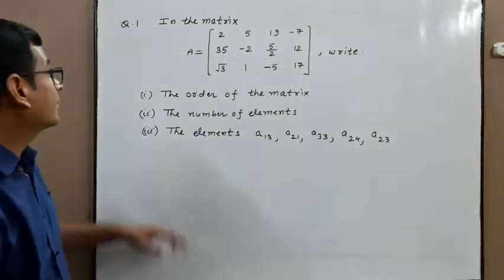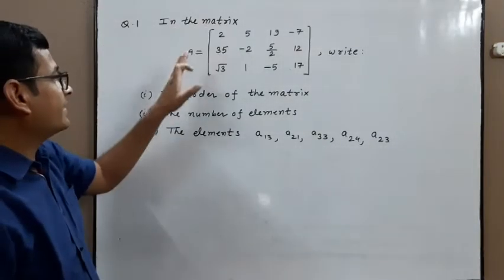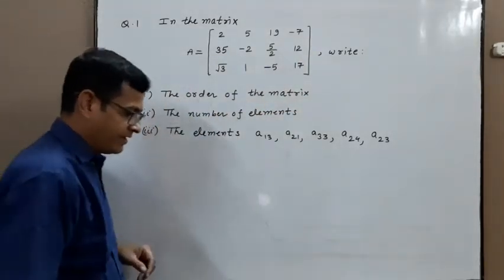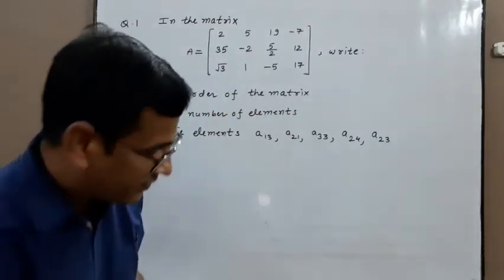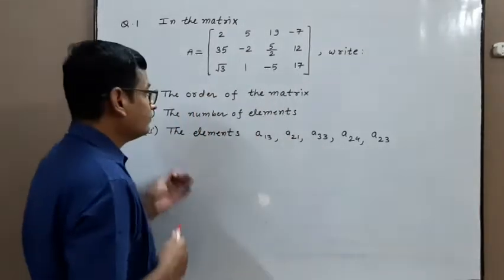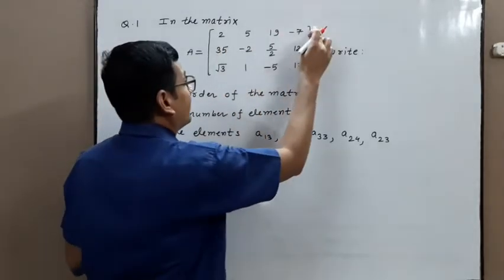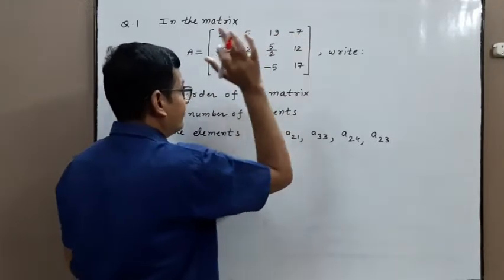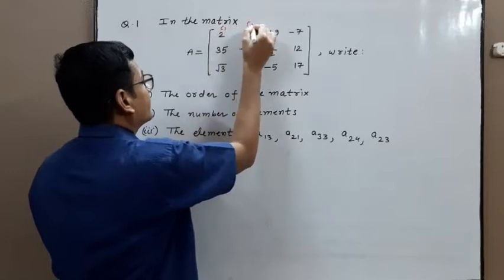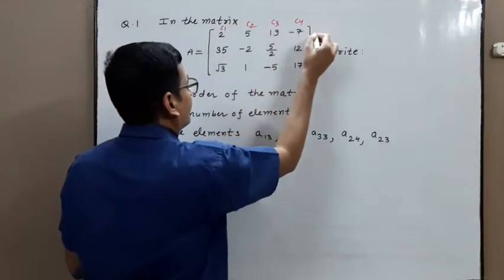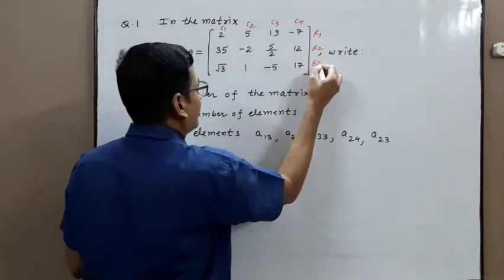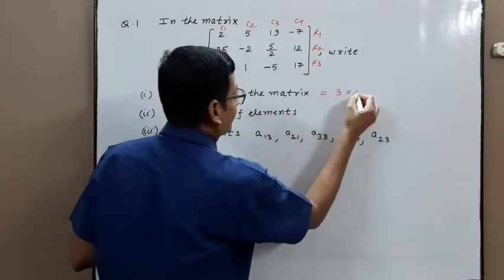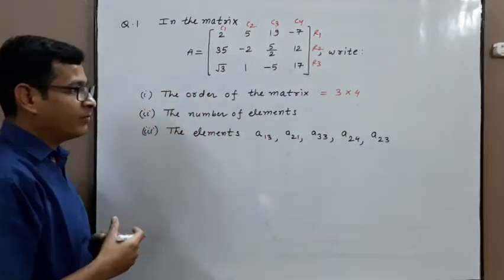Let's do some problems. Question 1. In the matrix A equal to this, write the following. The order of the matrix. How many rows are there? R1, R2 and R3. And how many columns are there? C1, C2, C3 and C4. So the order of the matrix is 3 by 4. Number of rows 3 and number of columns 4.